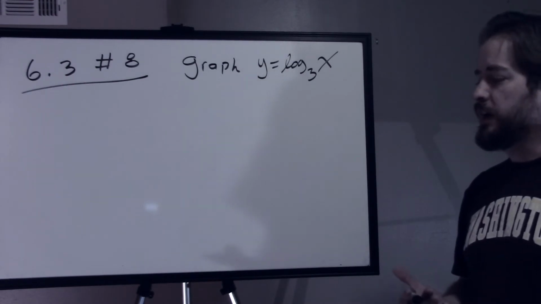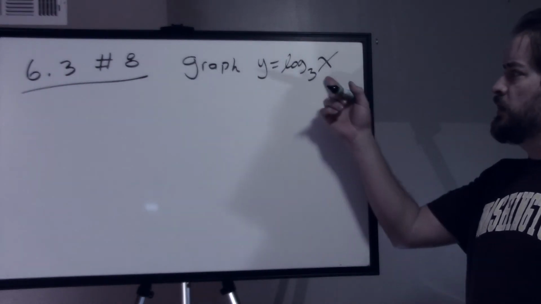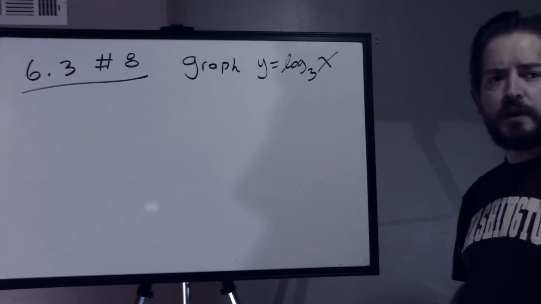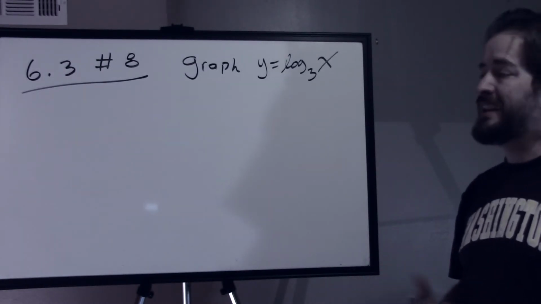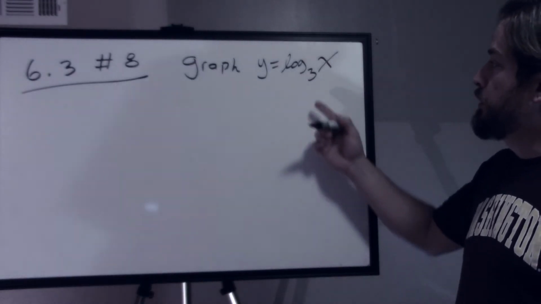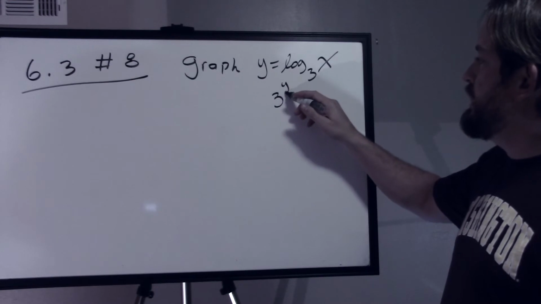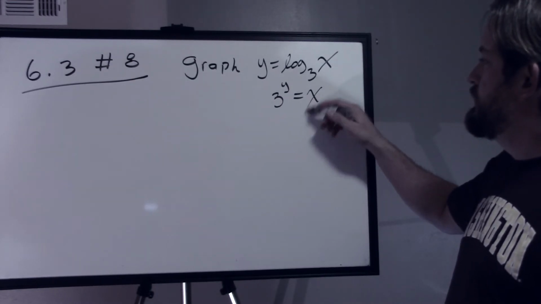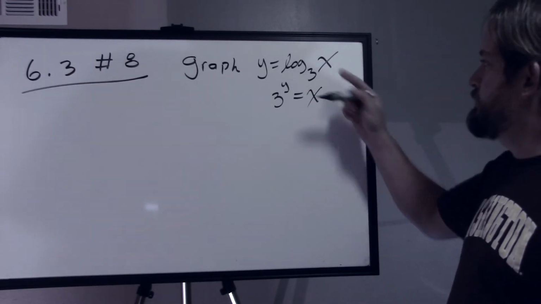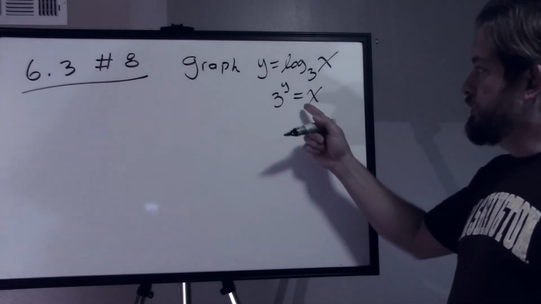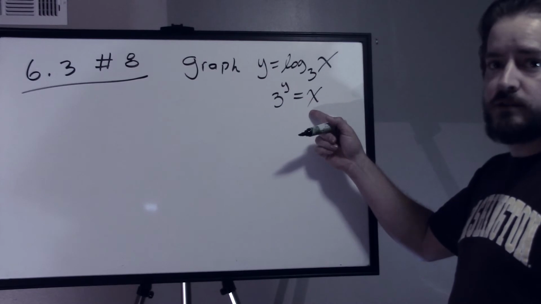We should probably find a couple of points that are nice. It's hard to throw in x values and take the log base 3. In fact, if you even tried, most calculators aren't going to allow you to do that. So I'm going to rewrite this as my exponential. This becomes 3 to the y equals x. Right? 3 raised to the other side equals that x. And I can throw in y values to get x values out.